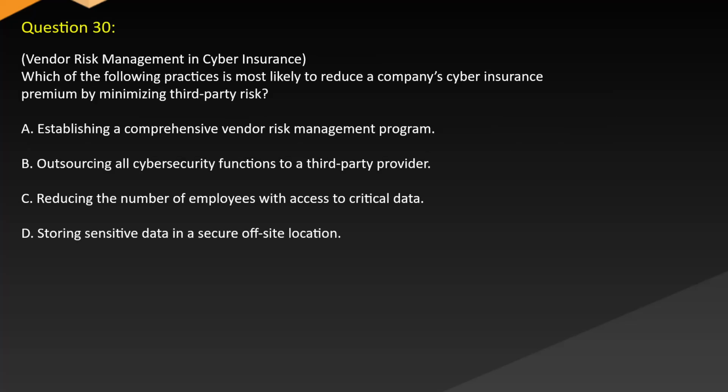Question 30. Vendor risk management in cyber insurance. Which of the following practices is most likely to reduce a company's cyber insurance premium by minimizing third-party risk? A. Establishing a comprehensive vendor risk management program. B. Outsourcing all cybersecurity functions to a third-party provider. C. Reducing the number of employees with access to critical data. D. Storing sensitive data in a secure off-site location.